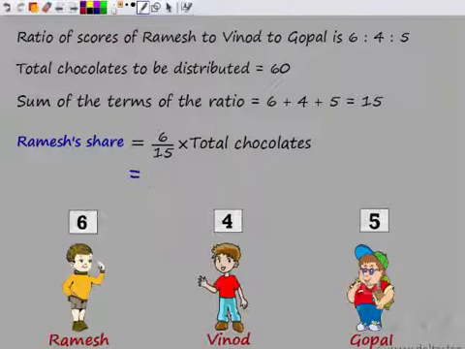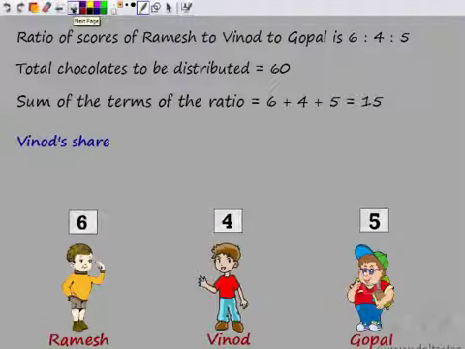Which is equal to, total number of chocolates is 60. 15 fours are 60, which gives me 6 times 4, which is 24. So the number of chocolates that Ramesh gets is 24. Now let's find Vinod's share. This is Ramesh's share, 24. Now let's find Vinod's share, which is 4 of these 15.